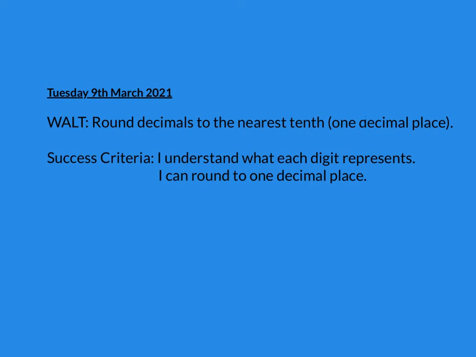So today we are going to round decimals to the nearest tenth, or one decimal place. So that's one digit after, to the right of the decimal point. The things we're looking for today are that you understand what each digit represents in terms of place value and that you can round to one decimal place.